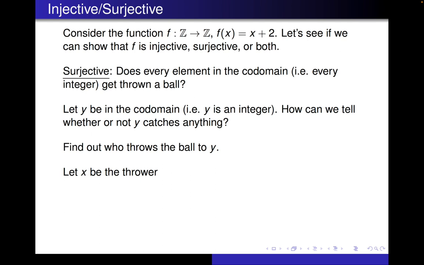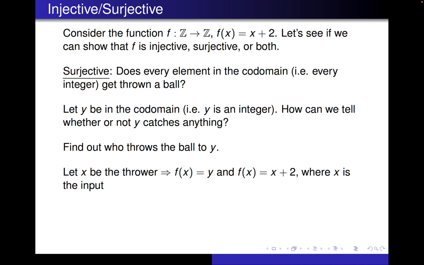So let x be the thrower. That means we want x to be the thrower and y to be the catcher. That means we want f of x equals y. So I have f of x equals y not as something that I've proven, but something that I aspire to. That's what I want to prove, okay? I want to know which x is going to do that.